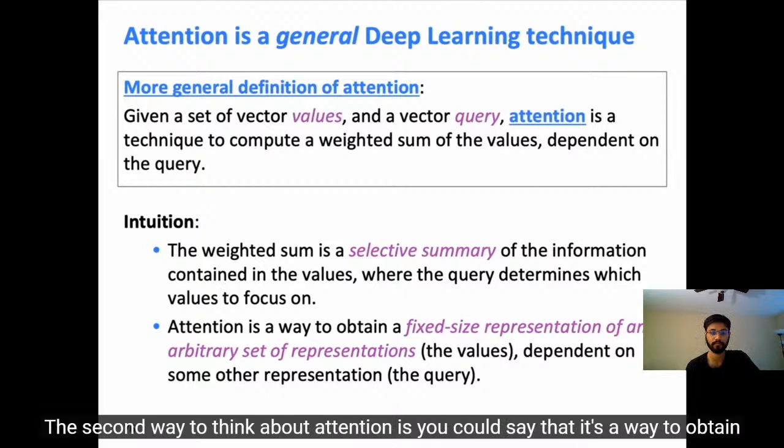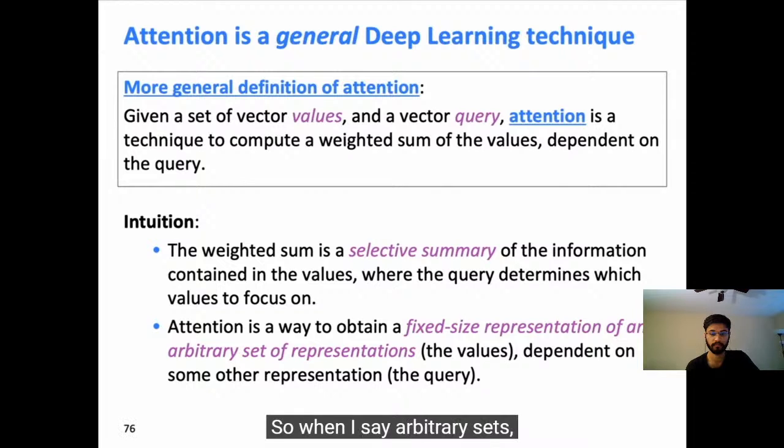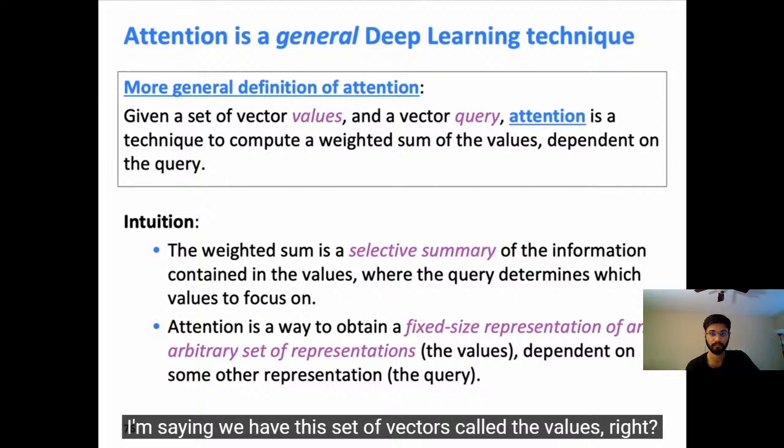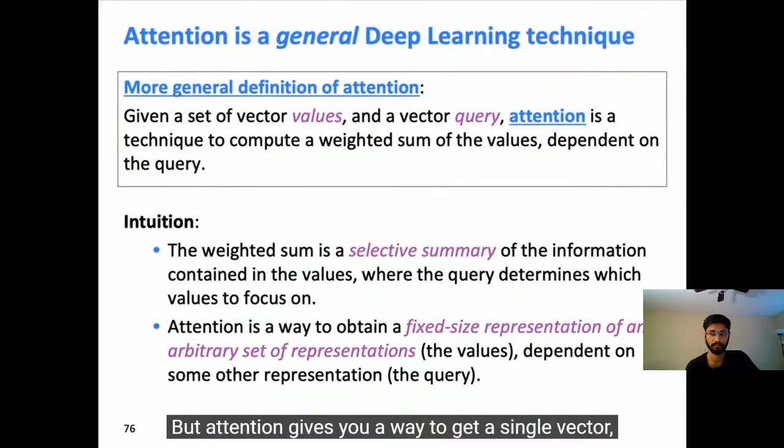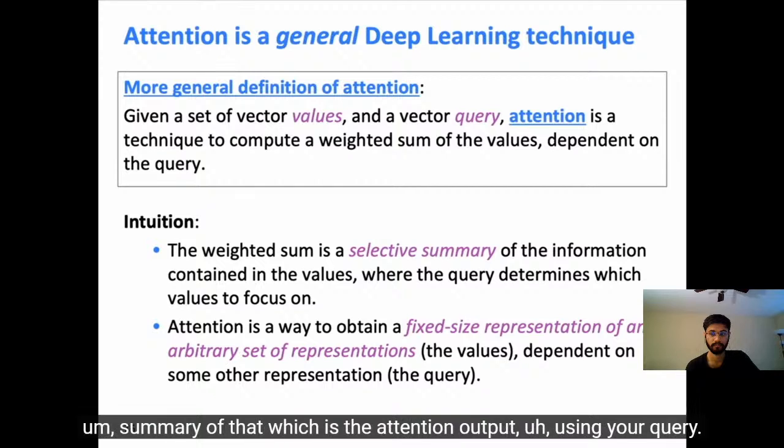The second way to think about attention is you could say that it's a way to obtain a fixed size representation from an arbitrary set of representations. So when I say arbitrary set, I'm saying that you have this set of vectors called the values, right? And you could have 10 values, or you could have 100 values, you could have any arbitrary number of these vectors. But attention gives you a way to get a single vector summary of that, which is the attention output, using your query.